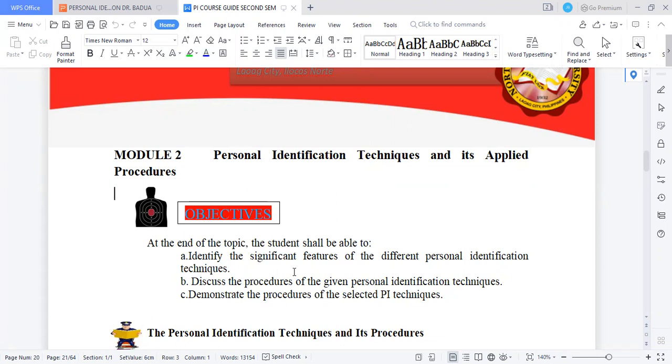So I've indicated in there "selected" because not all PI techniques do we have in the laboratory, but at least we can perform some of it. And knowing the fact that some PI techniques can only be performed by an expert. However, it is very important that we also know the procedures.